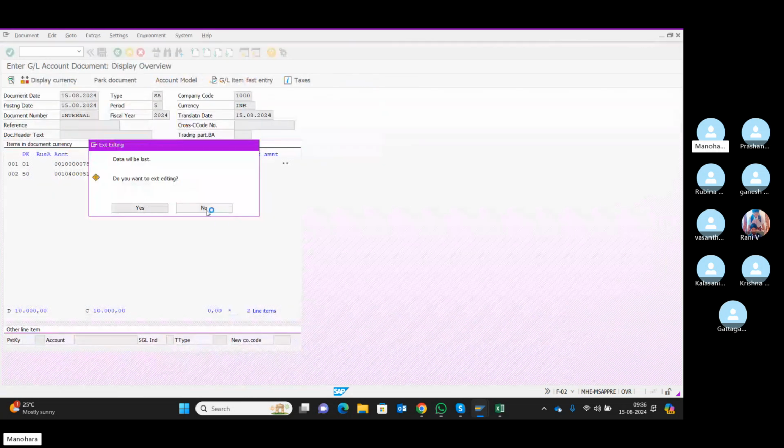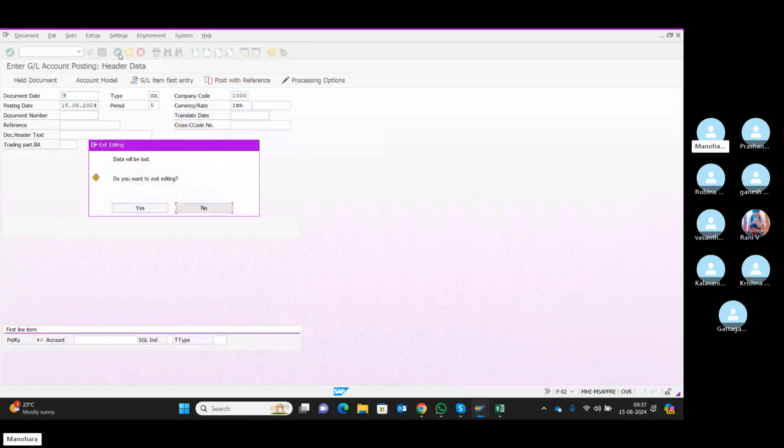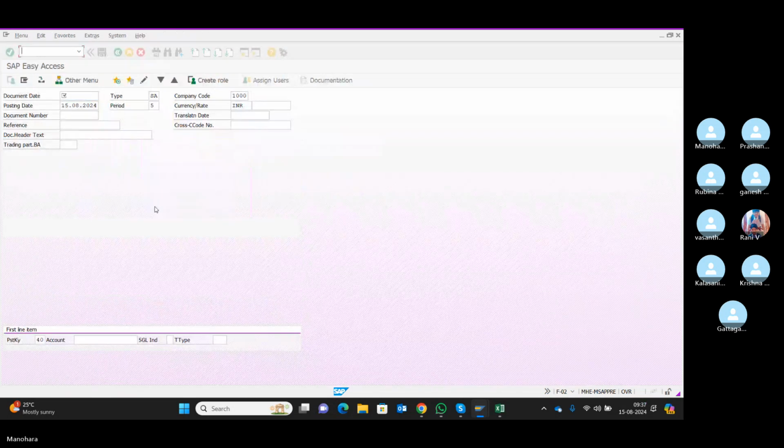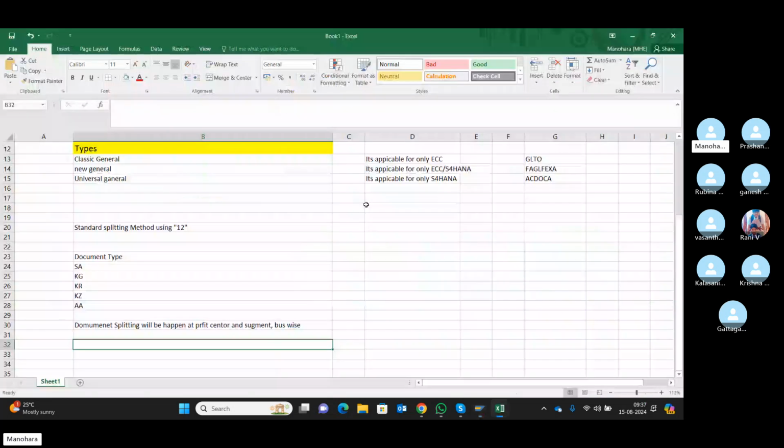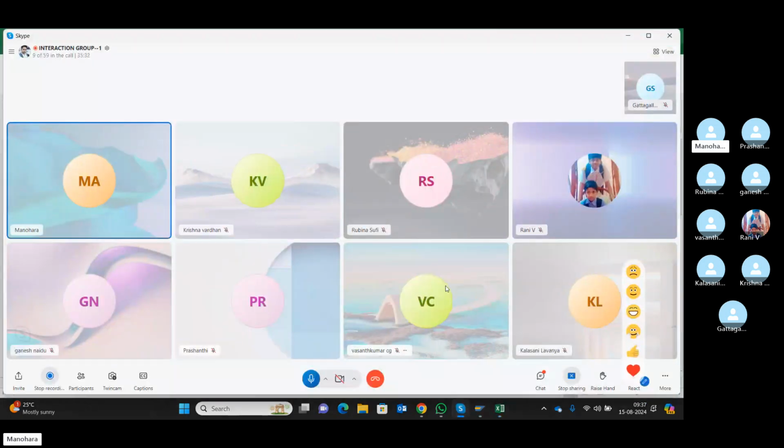Okay, you know offsetting entry, right? Based upon that offsetting entry, it's picking. We call that the offsetting entry. This is the logic behind this document splitting. Is there anybody here with a doubt or clarification? Let me know, please. Do you have any confusions here?